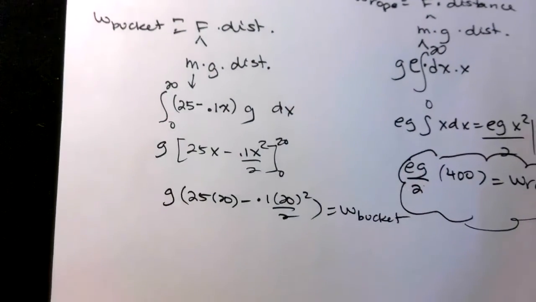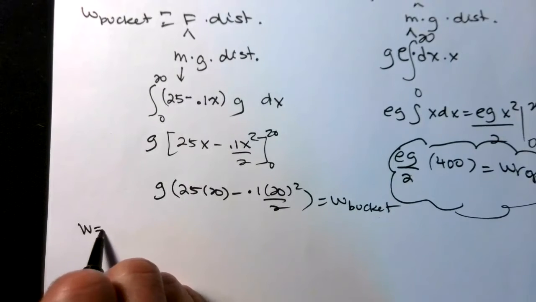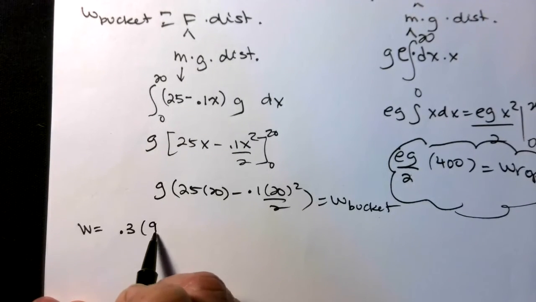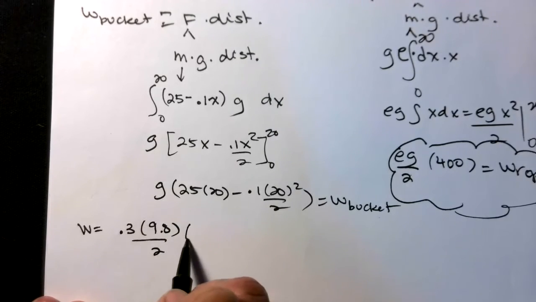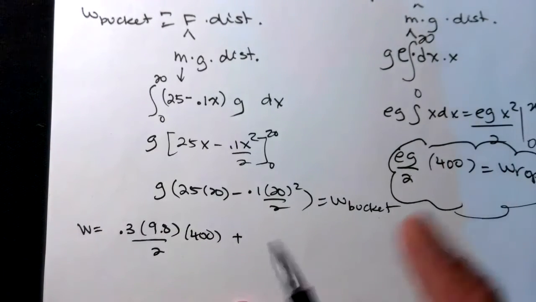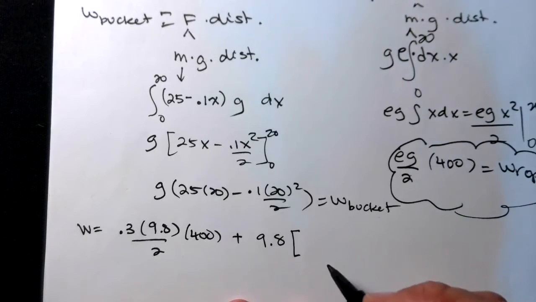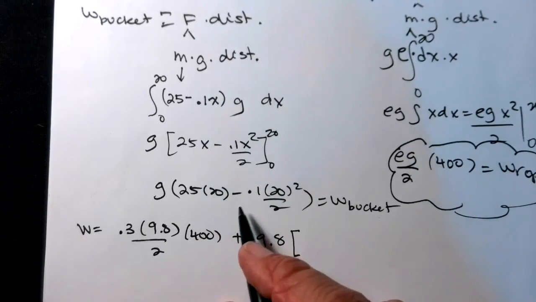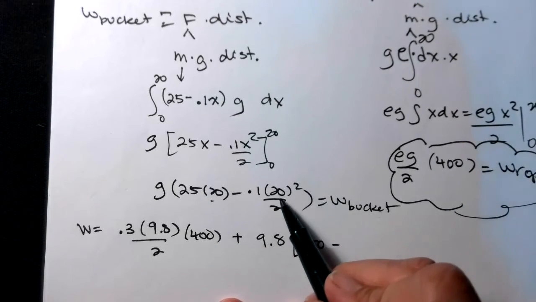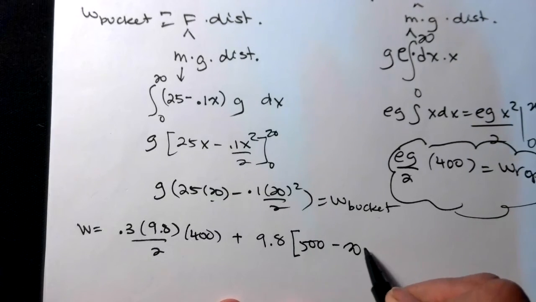Okay, so we can go ahead and put all of those values in and we'll add these together. So here we go. Our total work is the rope, which was rho, which was 0.3, times g, which is 9.8, divided by 2 times 400, plus for the bucket, I'll have another 9.8. Sure, you could have factored that. I'm being totally lazy and I'm going to grab a calculator. I hope you will too. 25 times 20 is 500, minus 0.1 times 400 over 2, which is 200 times 0.1, which is 20.